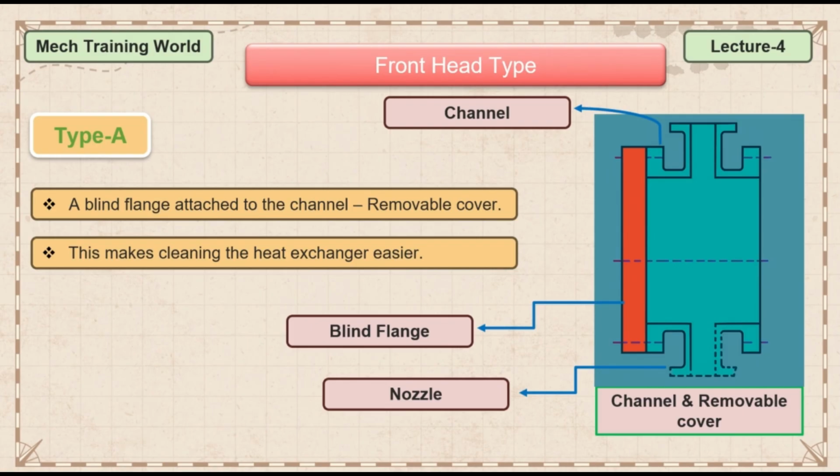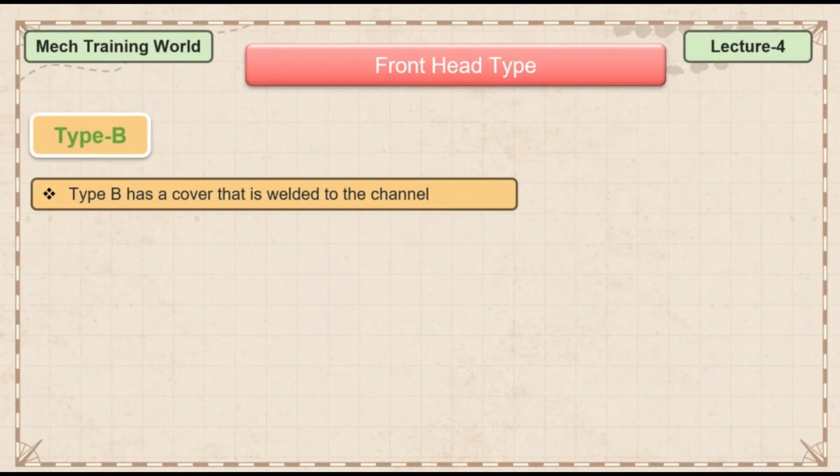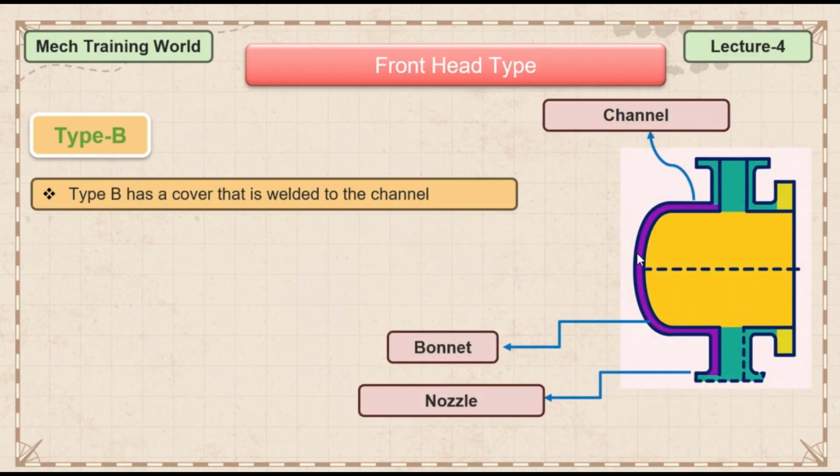So let's go to the next one. Type B has a cover that is welded to the channel, which acts as an integral part of it. Here, in a pressure vessel this would be called a head, but in the heat exchanger we call this a bonnet. This bonnet is welded to this channel. So we cannot remove this bonnet from the channel because it is welded here.